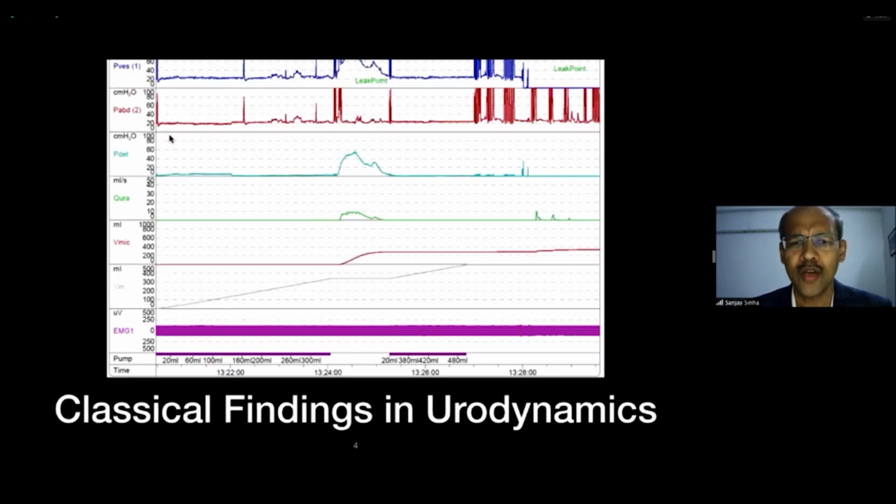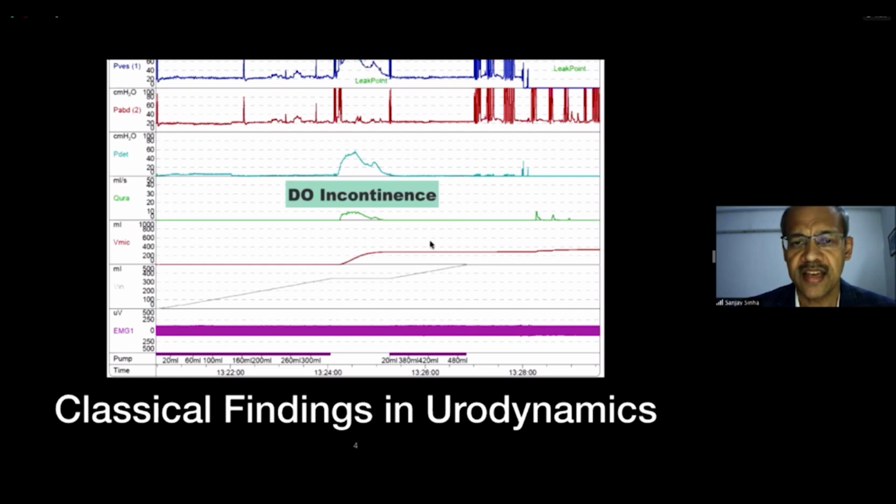Now let's look at some of the classical findings in urodynamics. And to clarify, the top tracing here is P vesicle in blue. The second trace here is P abdomen, the rectal pressure in red. And the third trace is the one that we are truly interested in, the P det. And you can see as the bladder is filled up, you get a phasic contraction. And with that phasic contraction, you have incontinence. And so this is detrusor overactivity incontinence.